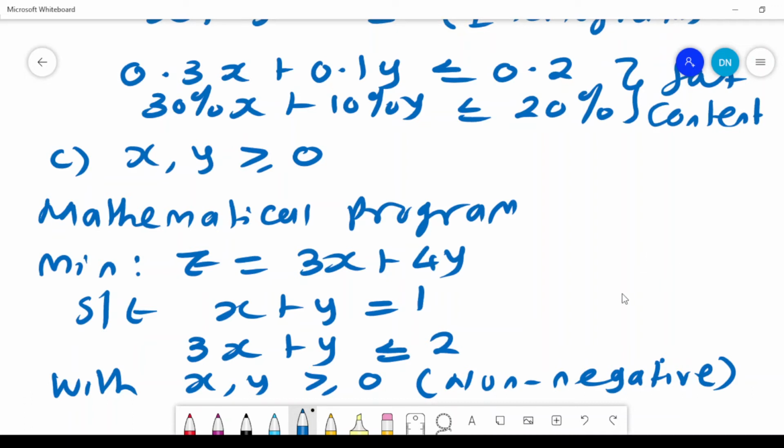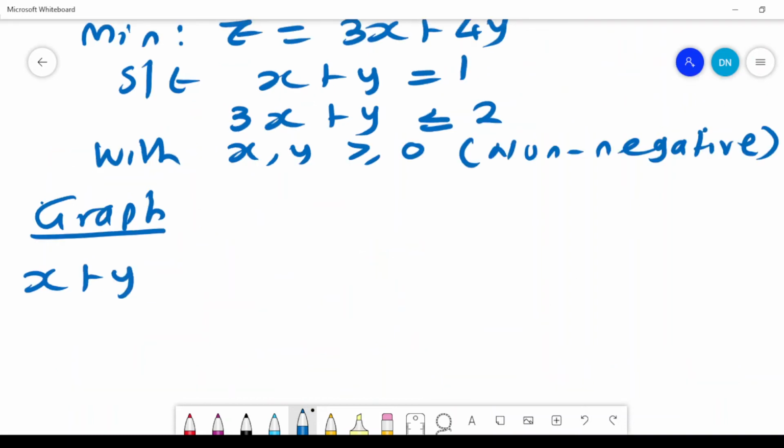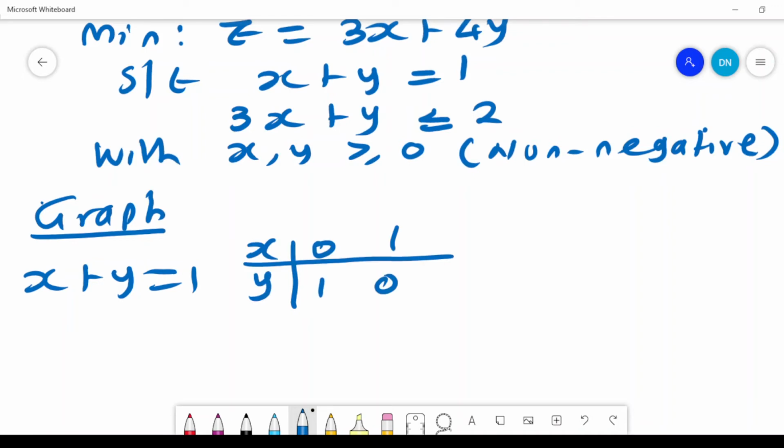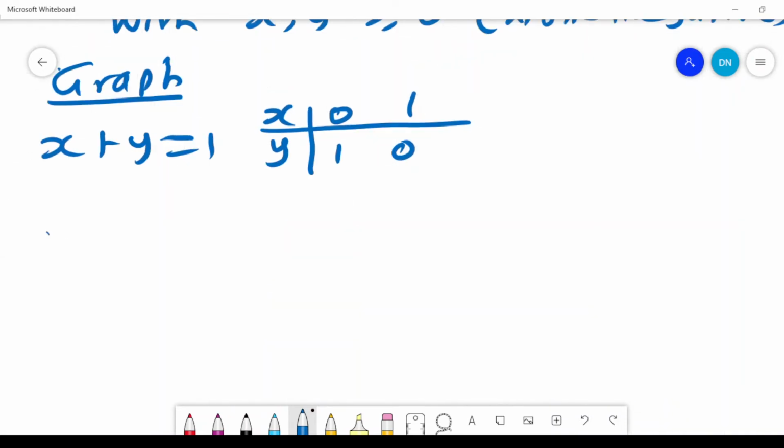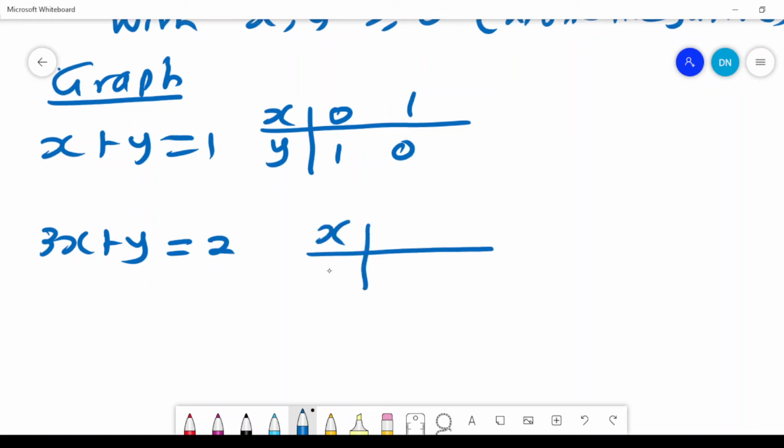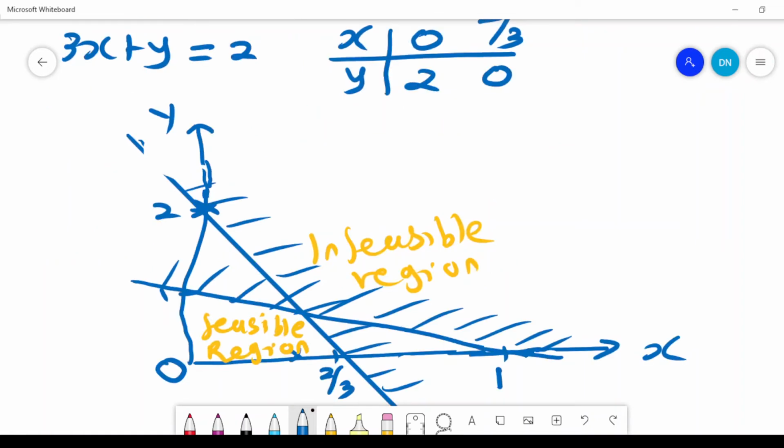The next step is now I want to draw the graph. I know that x plus y is equal to 1. So I get 2 points from the extremes, and that will help me plot a straight line on my graph. The other line is 3x plus y equals 2. So when x is 0, y is 2. And when y is 0, x is 2 over 3. This is our graph. We have the feasible region and the infeasible region.